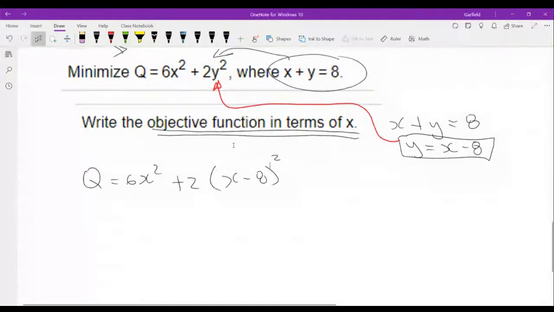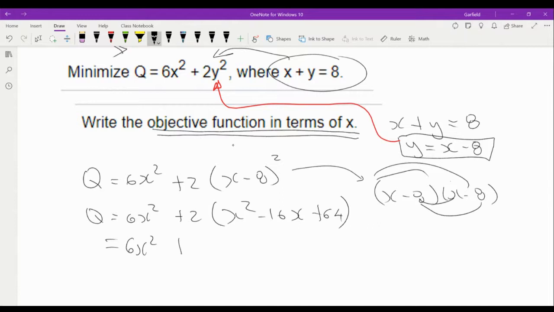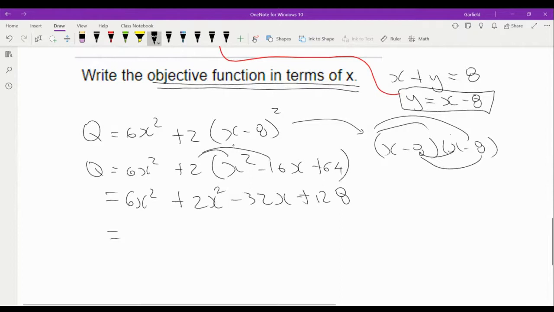Now we probably want to expand this and simplify it. So q is equal to 6x squared plus 2 times (x minus 8) times (x minus 8). You can FOIL this out. It comes out to be x squared minus 16x plus 64. If we distribute this 2, it becomes 2x squared minus 32x plus 128. We can actually combine the x squared terms. So now we have 8x squared minus 32x plus 128. This is what part B was asking us.